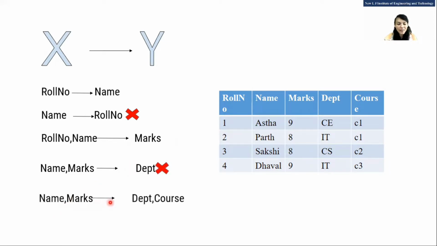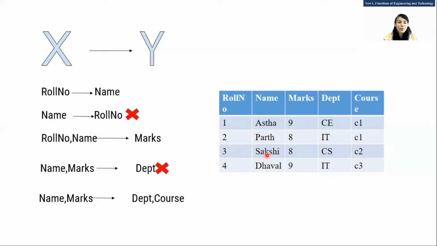After that, name and marks determines department and course. Again, that is also invalid, because if we can't get the department, then we also can't get the course with just name and marks. Let's take an example. Suppose I tell you that I have just this information: Sakshi, and her marks are 8. Just tell me which course she is pursuing. You can't exactly tell me, because it may be possible that we have different courses, C1, C2, and C3, and one Sakshi in course 1, and a Sakshi with a different roll number can be in C2 also, and another Sakshi with a different roll number can be in C3 also.